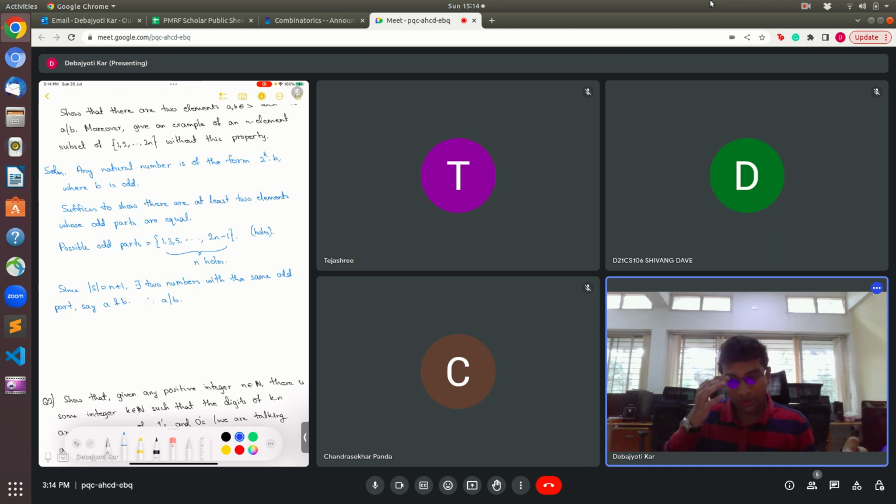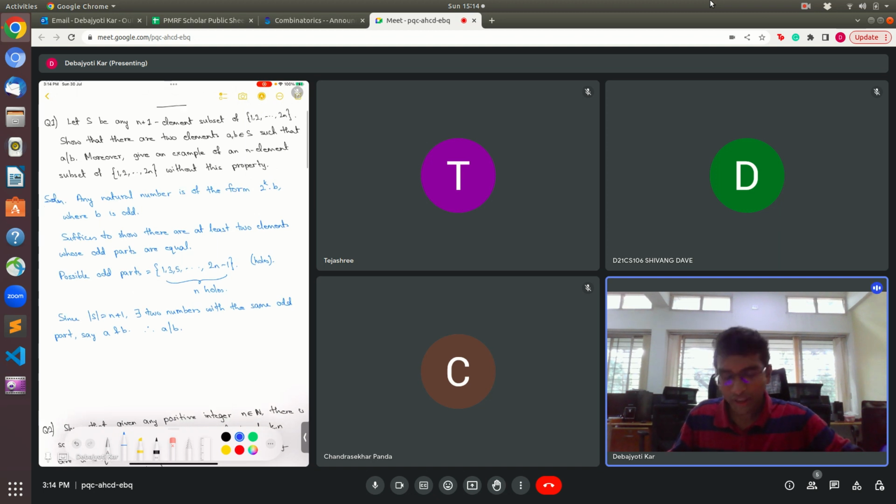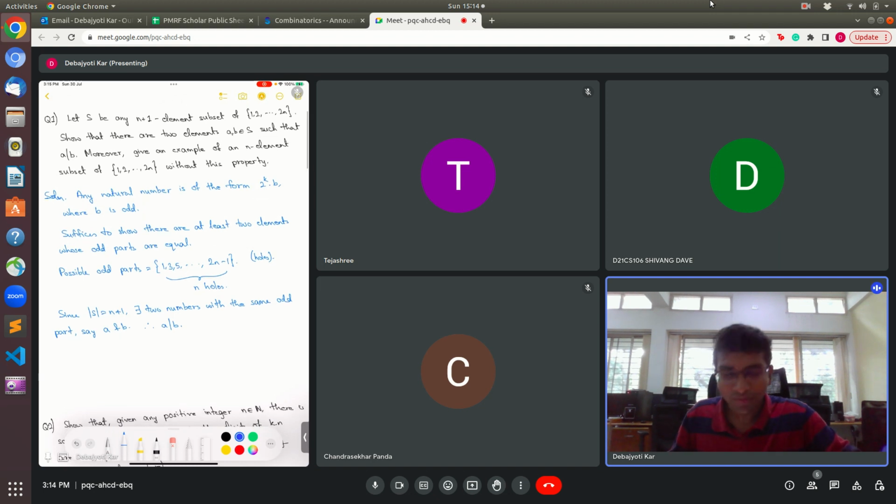Right? So the first part is done. Now the second part says that we need to give an example of an n element subset which does not have this property. So we saw that if we pick n plus 1 elements, then there will always be two elements such that one divides the other. And now we have to show that there is a way of picking n elements out of these 2n elements such that no number divides any other number, right?